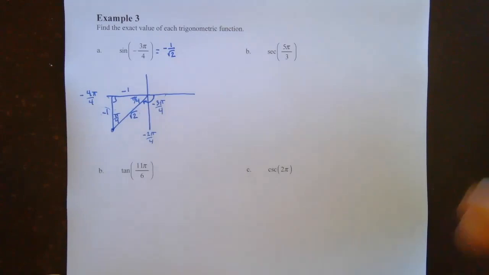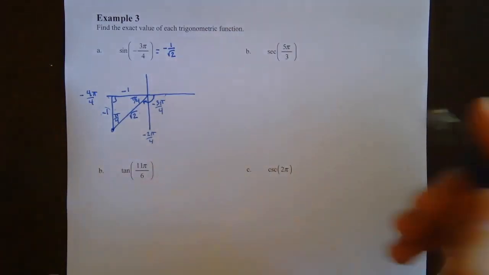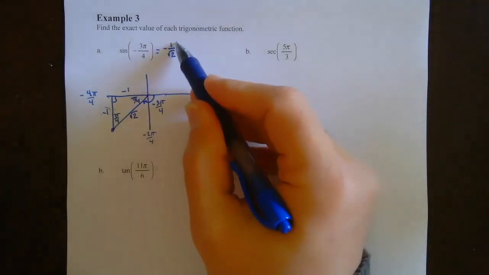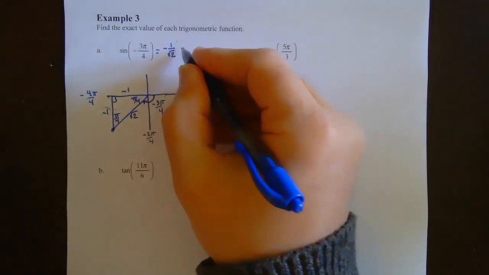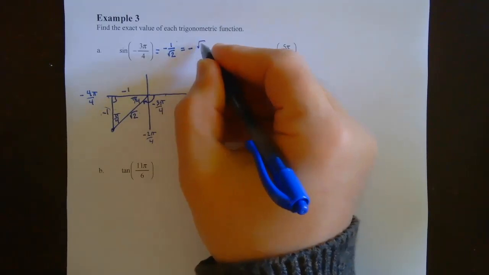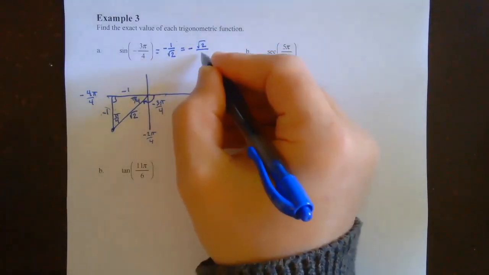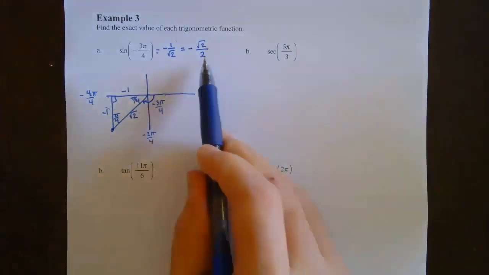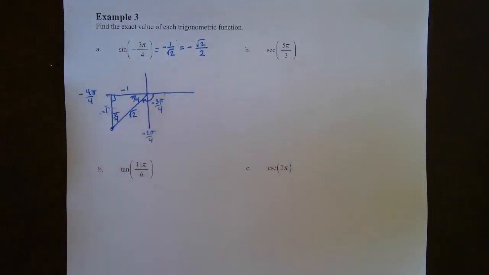So that's the exact answer, but it's not the best answer. So what I'm going to do is start doing this in my head. I'm going to multiply by square root of 2 over the square root of 2. This is equivalent to negative square root of 2 over the square root of 4, which is 2. So I want you to rationalize the denominator. All right, so that's the right answer.